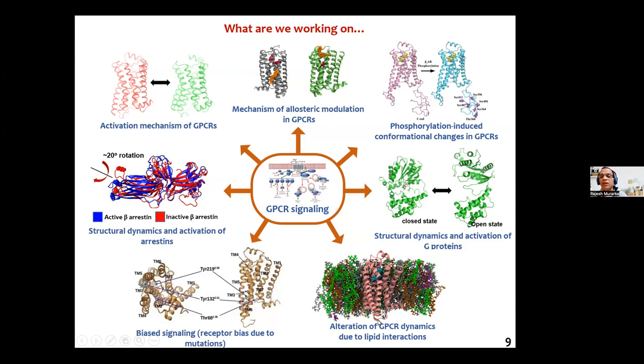And also we are working on another thing: let's say if I change the membrane composition, or different types of membranes depending on the cell type. It is known in the literature that different membrane composition also modulates the receptor's functions and signaling process. So how these different types of lipids modulate the signaling process of the GPCR, that also we are interested in and working on.